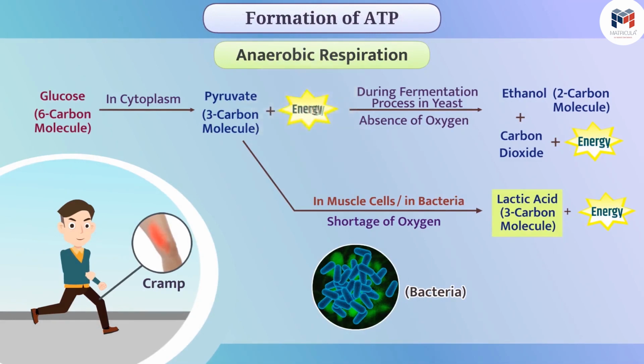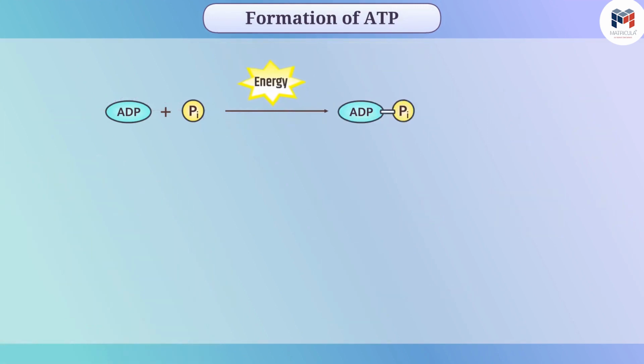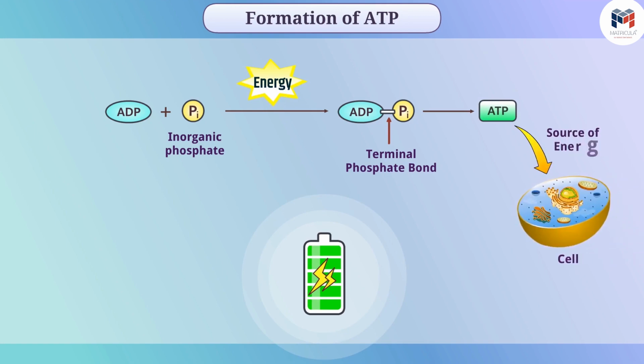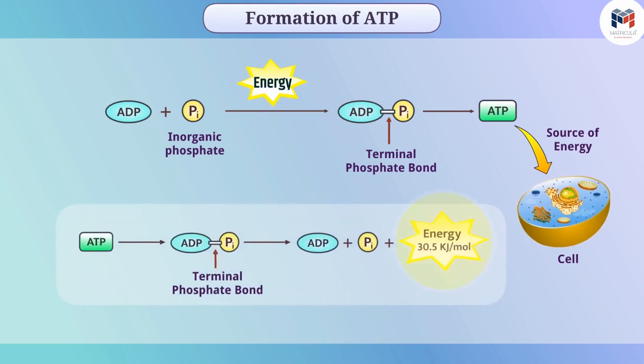The energy produced in the process of respiration is used immediately for formation of bond between ADP and inorganic phosphate, which leads to formation of ATP molecule. It is like charging a battery. Like a charged battery, ATP produced is used as a source of energy for the reaction in the cell. Whenever there is requirement of energy, it is obtained by breaking the bonds between phosphate molecule of ATP.